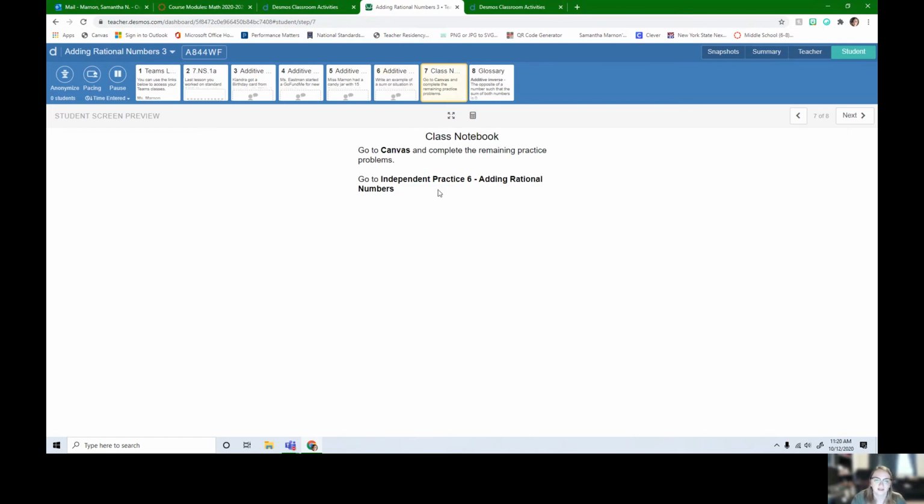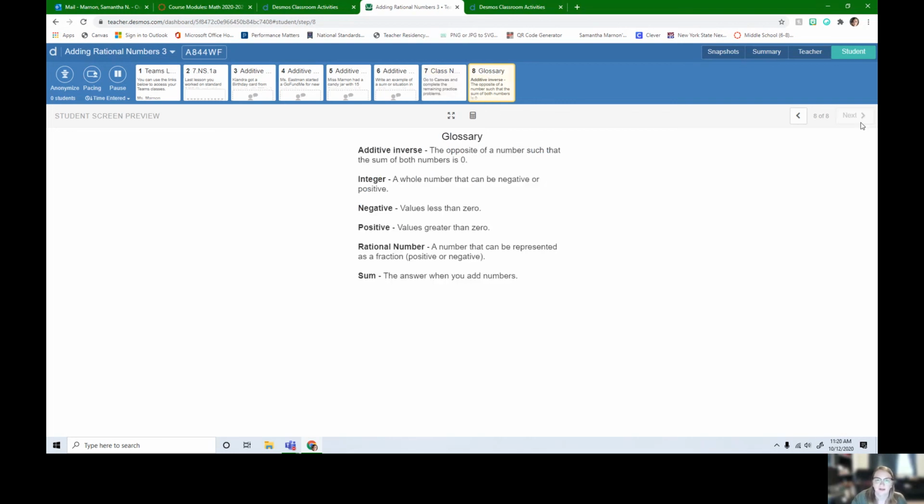This next slide is telling us to go into Canvas and do independent practice 6, adding rational numbers. It should be a quick quiz. And then slide 8 is just a glossary again, so we can look at all of these different vocabulary terms when we need them. If we don't know what to do, or we see a vocabulary word and we're not sure what it is within a Desmos lesson, we should always look at that last slide and see what the glossary says.